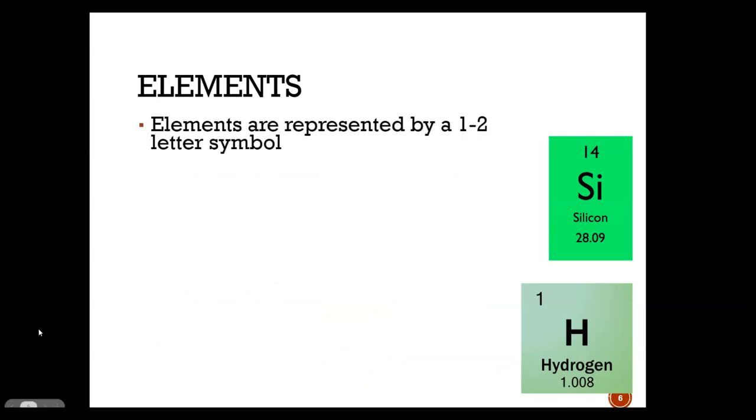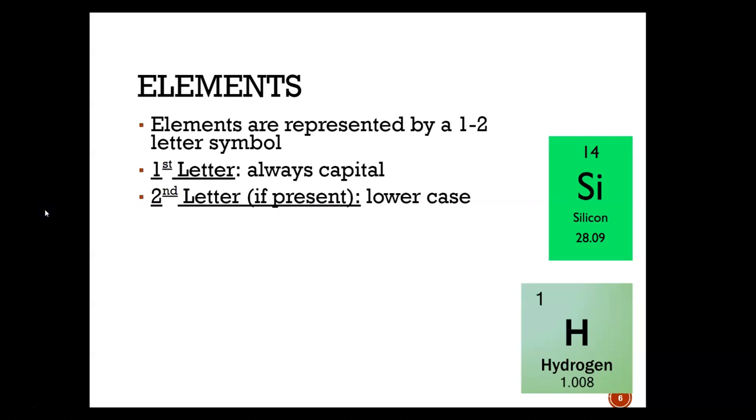Elements are represented by a 1 to 2 letter symbol. They look like this on the periodic table. The first letter is always capitalized. If there's a second letter, it's always lowercase. There's not always going to be a second letter. For example, capital C stands for carbon. Capital H, lowercase e, stands for helium.